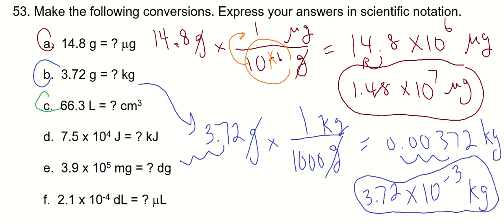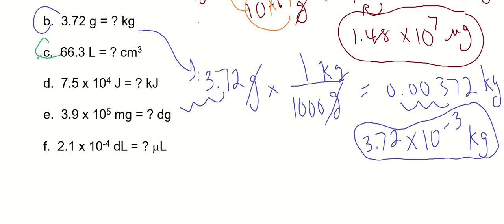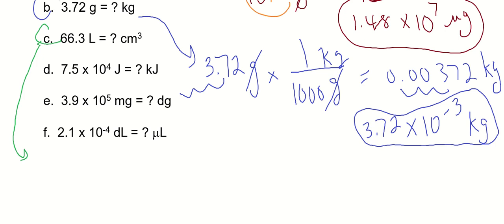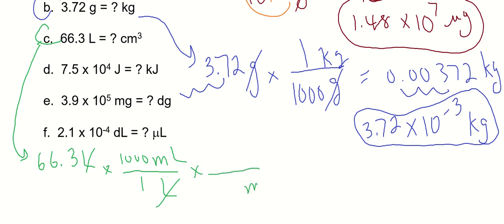Let's do C. Gotta make more room. 66.3 liters. How do we get rid of the liters? All right, let's go to milliliters. There's 1,000 milliliters in a liter. Now let's take it to cubic centimeters, and that's 1 to 1. That's just to turn the units to our desired unit.